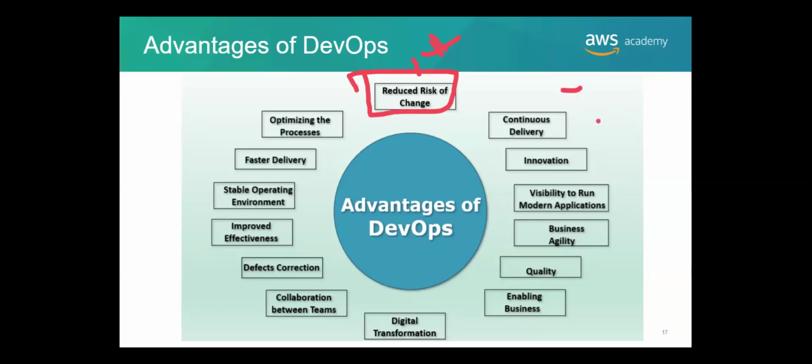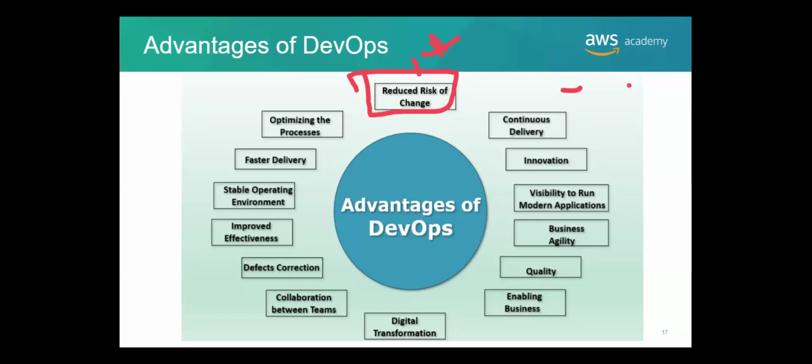Continuous delivery. Continuous delivery means what? Continuously updating, 24 hours. Yes, continuously you're updating. Next one, innovation. Yesterday, I think I told you about the WhatsApp thing, adding new features, innovation they are bringing in, comparing with others. Next one, visibility to run modern applications. How we are able to run modern applications on top of the cloud. That is what I'm saying.